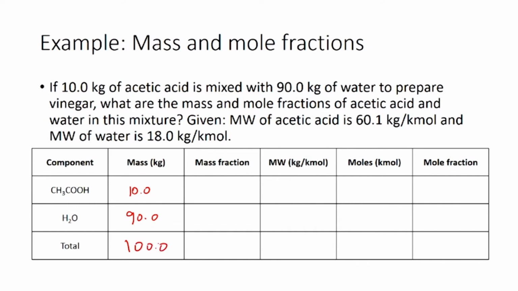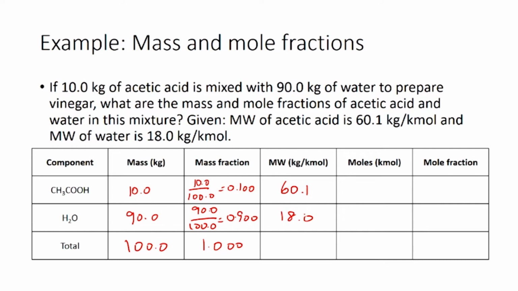So, the mass fraction of acetic acid would be 10 divided by 100, giving you 0.100. Similarly, the mass fraction of water can be calculated as 90.0 divided by 100.0, giving you 0.900. The summation of these two mass fractions would give you unity, which is 1.000. The molecular weight for acetic acid is given as 60.1 kilograms per kilomole and 18.0 kilograms per kilomole.